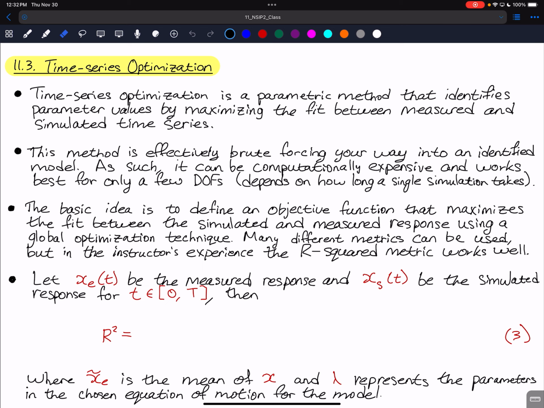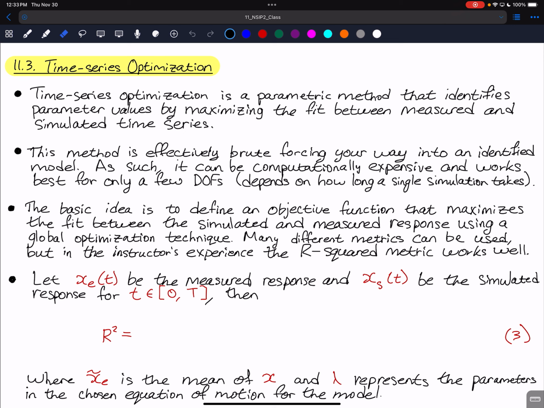The reason for that is when we're doing these optimization routines, we're looking on the order of hundreds of thousands to millions of function evaluations or simulations in order to optimize this. So like I said, it's very brute force, but it works well when you know the physics and you only have a few degrees of freedom.